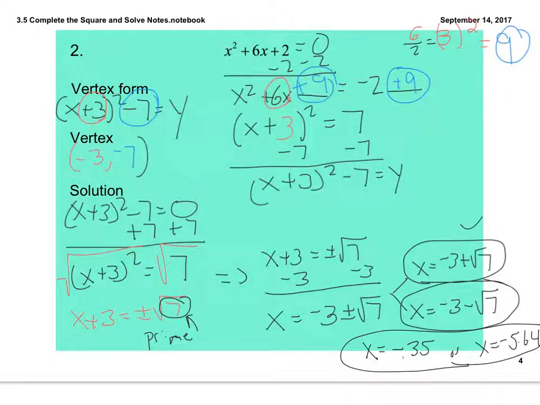Okay. Again, you could go through and make sure that x plus 3 quantity squared minus 7 graphs exactly the same as x squared plus 6x plus 2. And you could also find the zeros at negative 0.35 and at negative 5.64.